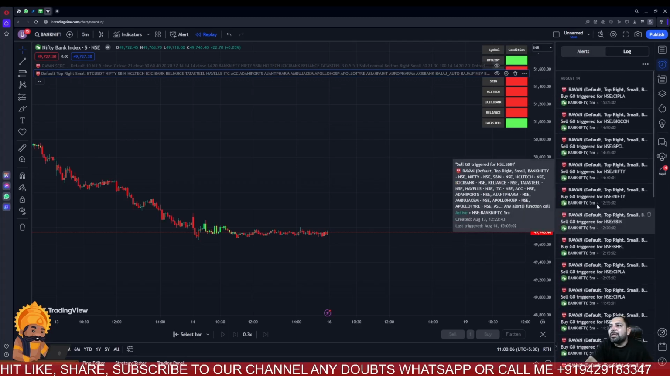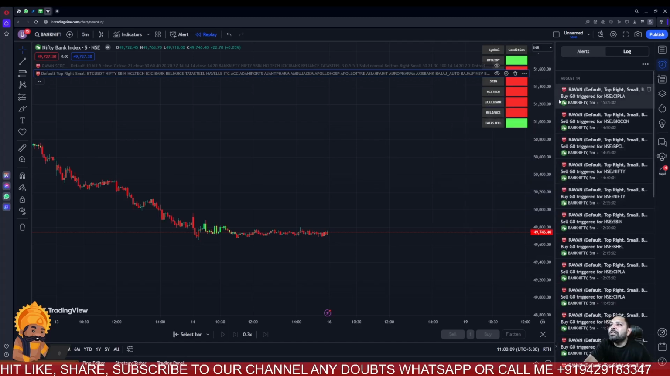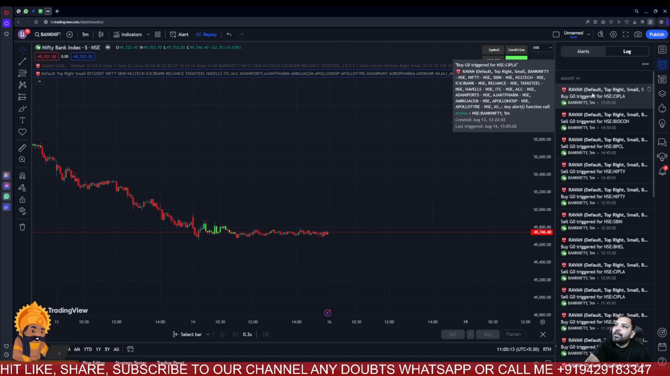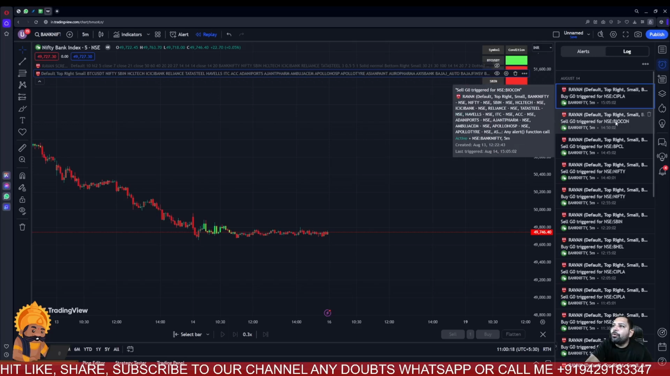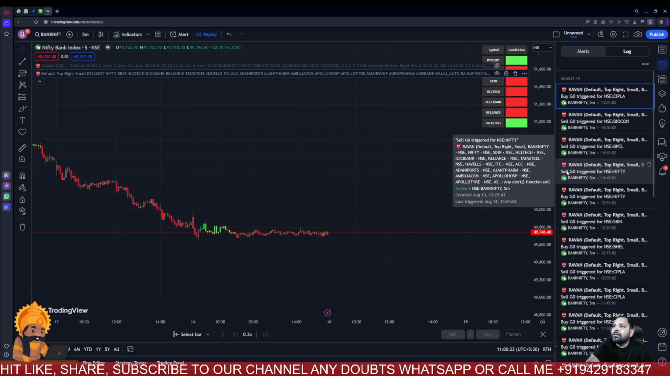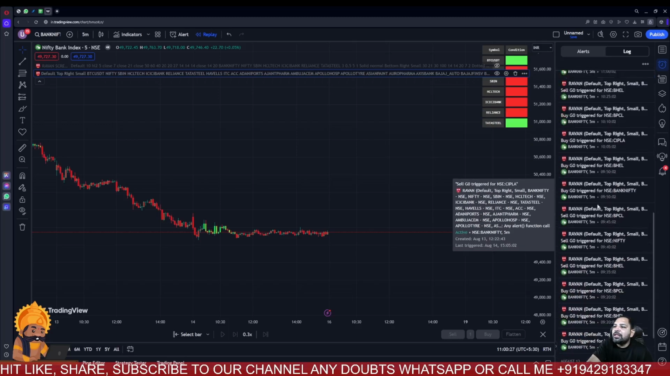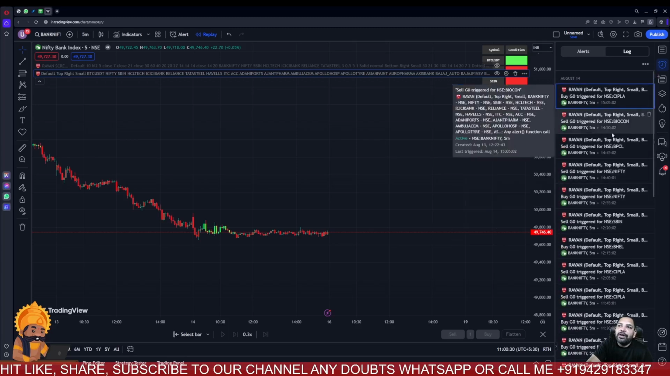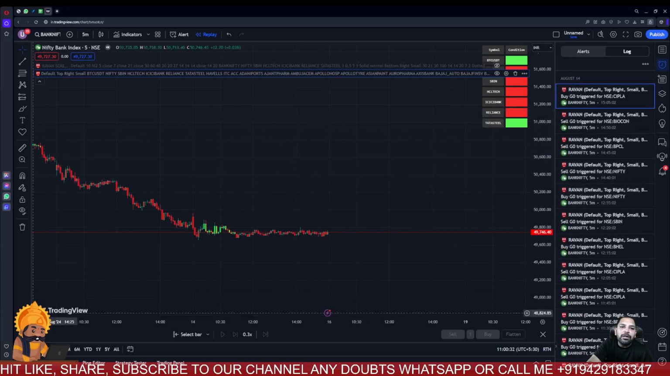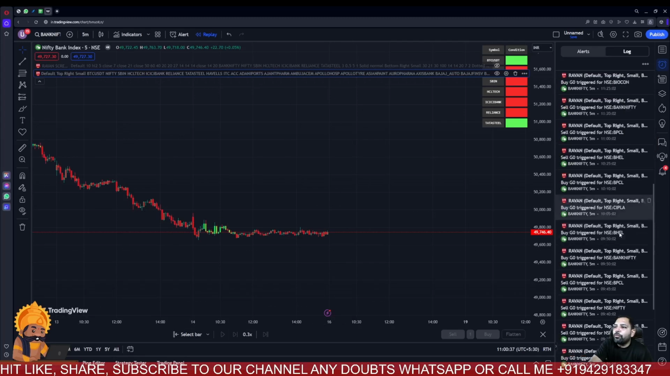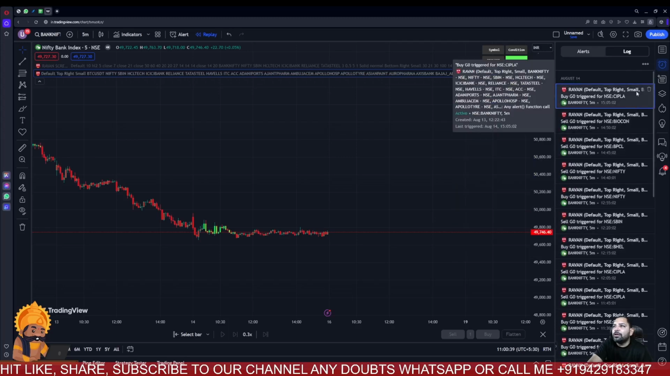How to read the specific indicator, right? Here you can see a buy go triggered for NSE Cipla. That indicates you get a buy signal for Cipla. You get sell go triggered for Biocon, sell signal for Biocon, sell go triggered for BPCL, sell go triggered for Nifty, buy go triggered for Nifty. You can see, guys, these are the alerts, right? Whenever you get an alert, you will get the notification of the alert here, and the whole day's log will be added over here, right?